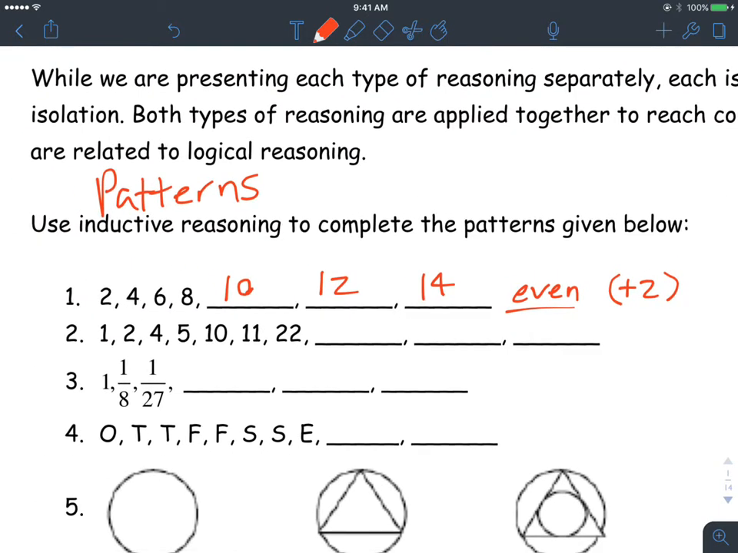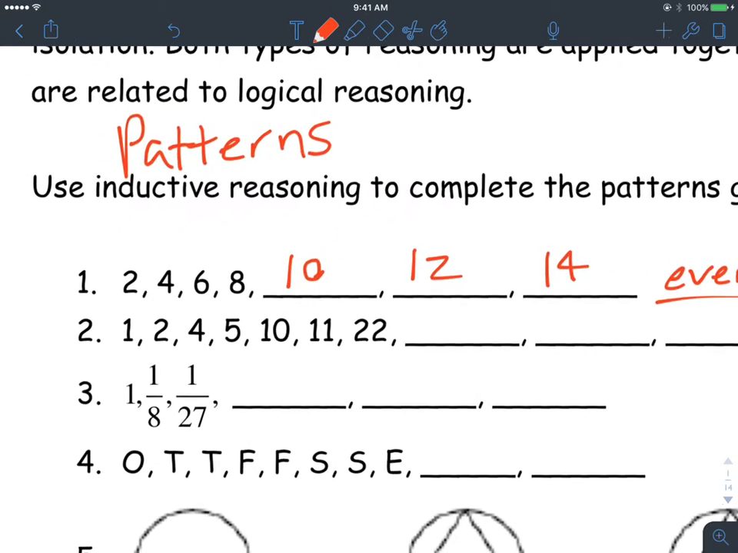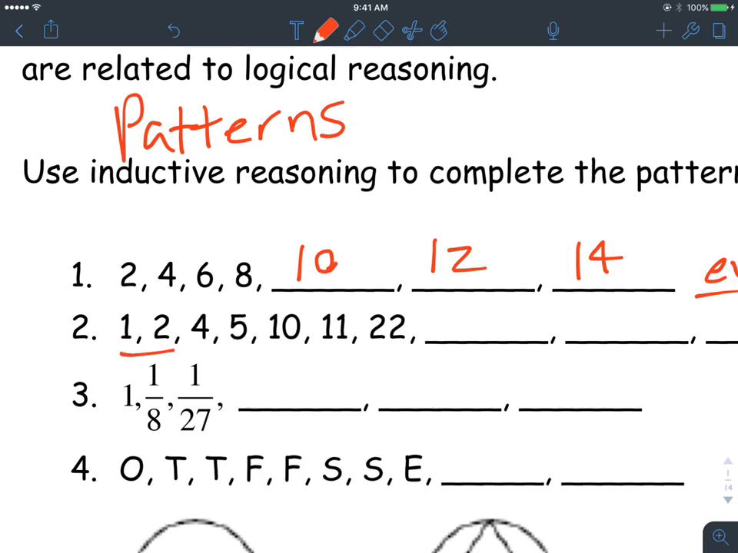Now this next one is a little weird here. You got 1, and then you got 2, and then you got 4, and then you got 5, and then you got 10, and then you got 11, and then you got 22. So this one's a little bit more obscure here. It looks like from each of these here that I have highlighted, they're adding 1 to the first number of each one that's highlighted there or underlined. And then you're going from this 2 to 4, and then you're going from 5 to 10, and then you go from 11 to 22.